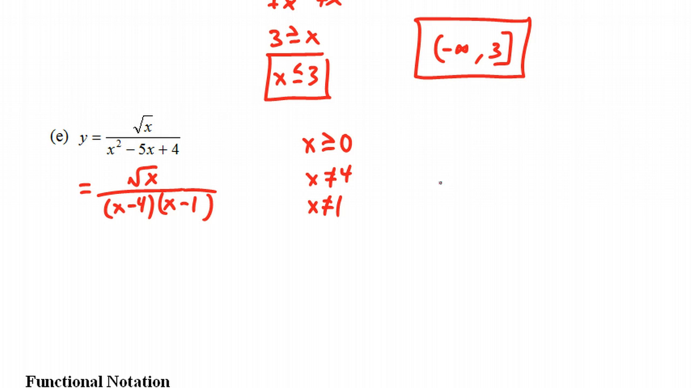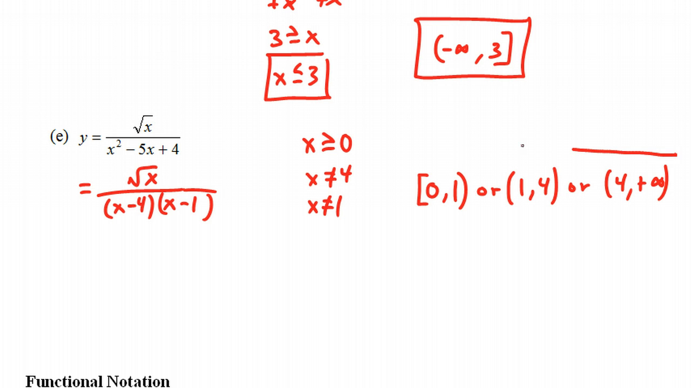Okay, so what are we looking at? Well, we're looking at all of the numbers that are between 0 and 1, or that are between 1 and 4, or that are between 4 and infinity. Now 0 itself is okay. It's okay to plug in 0. You can take the square root of 0. That makes sense. But you cannot plug in 1 or 4. So another way of saying that we're just looking at the positive numbers other than 1 or 4 is this.